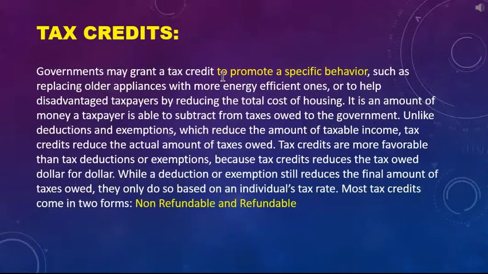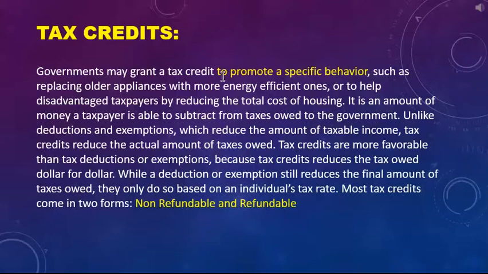All right, what's a tax credit? The government may grant a tax credit to promote a specific behavior, such as replacing old appliances with a more energy efficient one, or to help disadvantaged taxpayers by reducing the total cost of housing. It is an amount of money a taxpayer is able to subtract from the taxes owed to the government. Unlike deductions and exemptions, which reduce the amount of taxable income, tax credits reduce the actual amount of taxes owed.